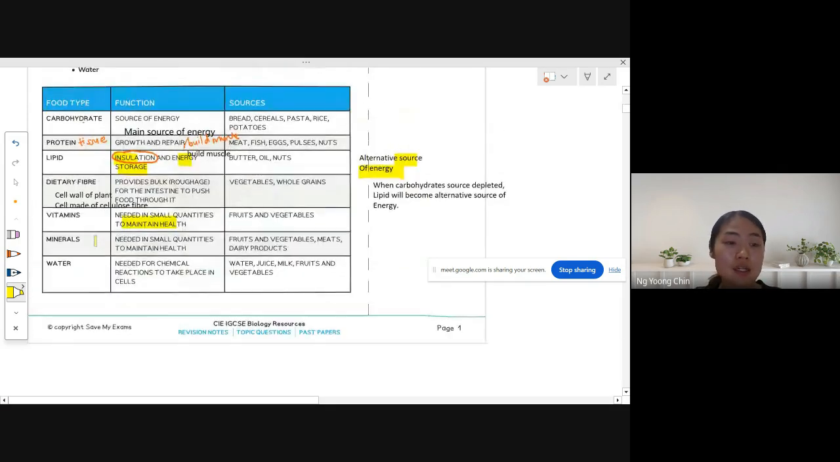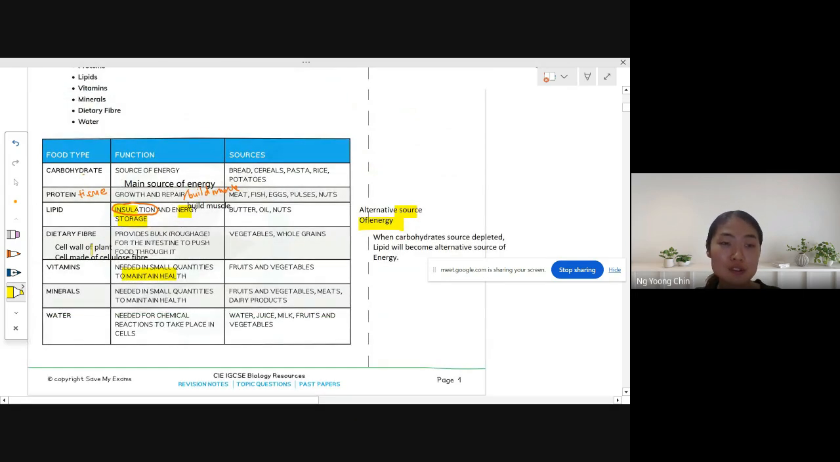And then the water. Water we also classify under the nutrients, okay? If you want to classify the nutrients as macro or micro, water is usually put under the macronutrients, because our body requires water in a very large quantity. The function of water is to provide the body cells with a medium for the chemical reactions to happen.